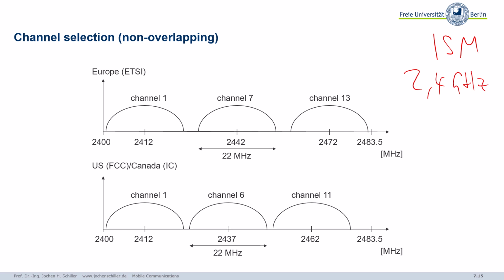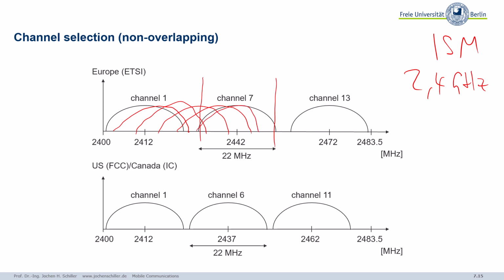If you look at the channels 1, 7, and 13 in Europe or 1, 6, 11 in the US and Canada, you will see those channels are not overlapping, because the channels require roughly 20 megahertz. And so if they are spaced apart, you see there's a gap, a guard space, in between channel 1 and channel 7. If you pick any of the other channels, you will see there's a channel 2 and a channel 3 and a channel 4 and a channel 5 and a channel 6, etc.